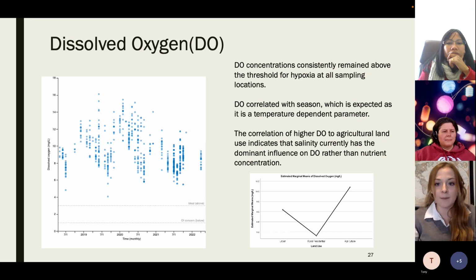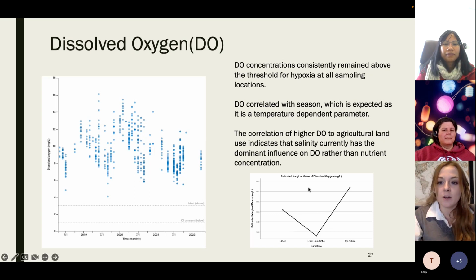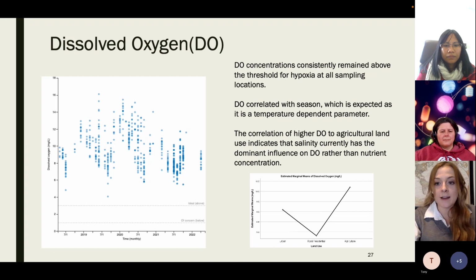a temperature dependent parameter. And there is also a correlation in the marginal means, which I have at the bottom right. I was able to see that there is a correlation of higher dissolved oxygen amounts to agricultural land use than there was to the urban and rural residential areas. And going back to the main picture, dissolved oxygen can be influenced by the nutrients and the salinity of the water. So really what this is indicating is that currently salinity has the dominant control on our dissolved oxygen in the watershed rather than our nutrient inputs.